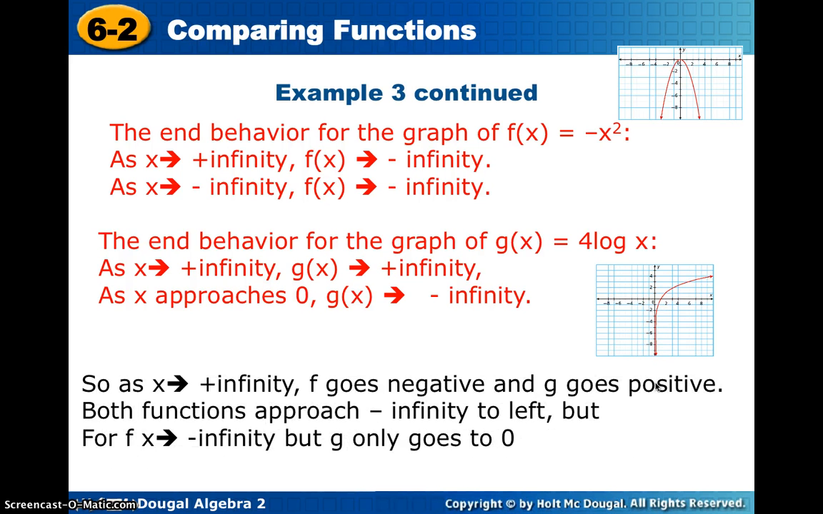So what that means is that as x approaches infinity, f is going negative, but g is going positive. So that's the difference between these two. Both functions approach negative infinity on the left side, but for f, x approaches negative infinity, but for g, it only approaches 0. It doesn't go all the way to negative infinity. And that is the end of this lesson.